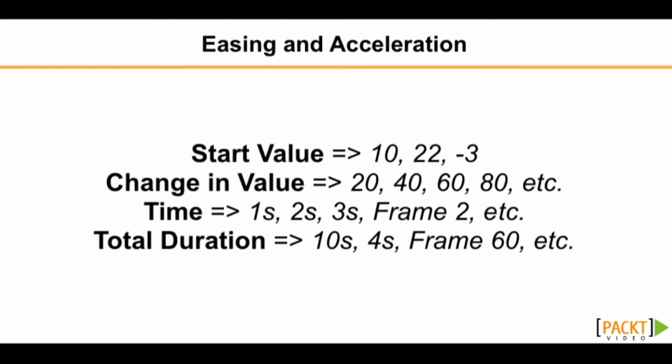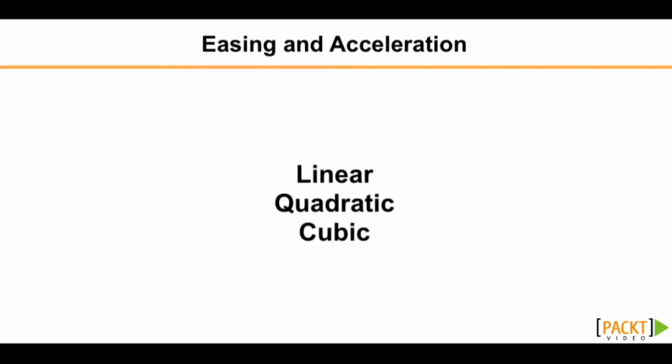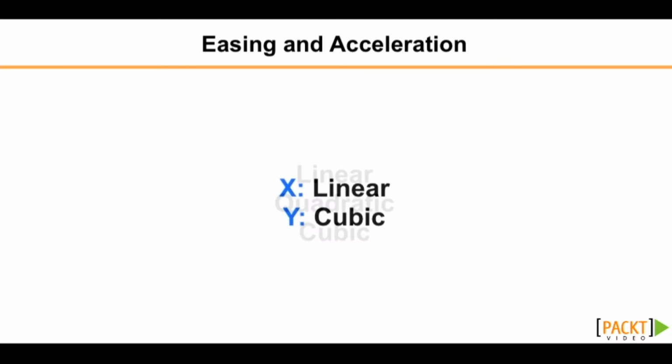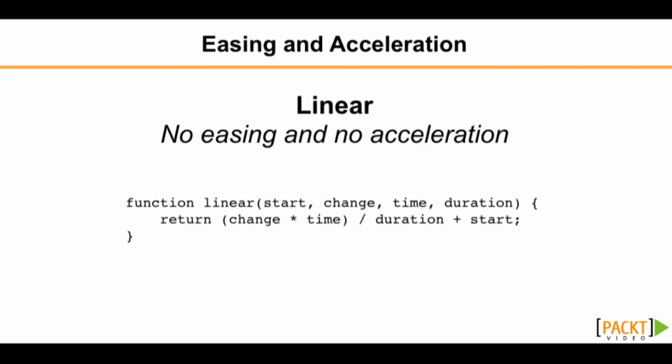An easing function takes 4 parameters, mostly. A start value, a change in that value, a time, which is the current time, and the total duration of the animation or transition. For the purpose of this video, we're only going to be discussing 3 types: linear, quadratic, and cubic, but there are many others. And the interesting thing is that we can use different easing functions for each property. So, for example, we can use a linear easing function for the x-axis and a cubic easing function for the y-axis.